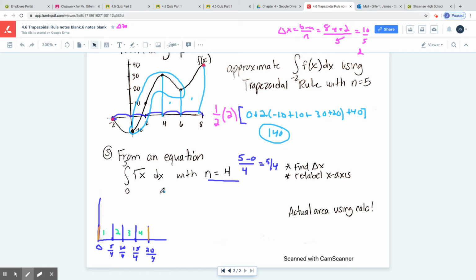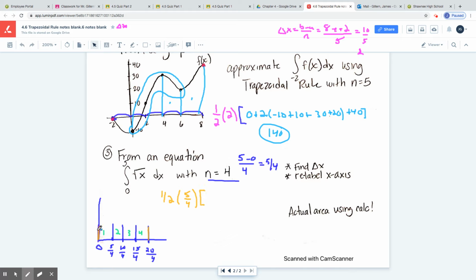All right. So it's going to be 1/2. Why 1/2? Because the formula for the area of a trapezoid is 1/2 height, base 1 plus base 2. So 1/2 is always there. Then the height is my delta x, which is 5/4. All right. Now we got our brackets.